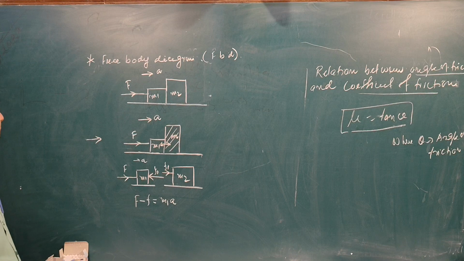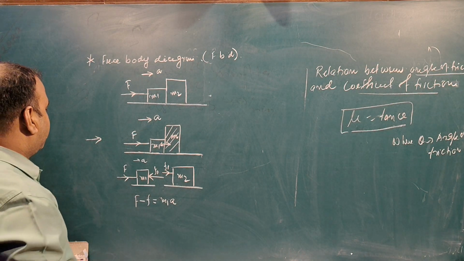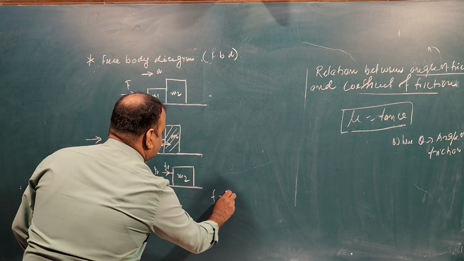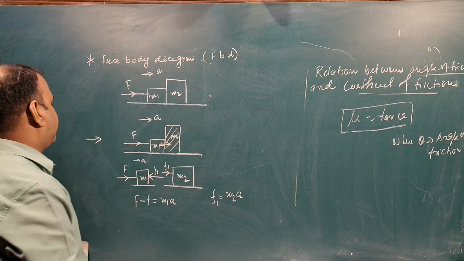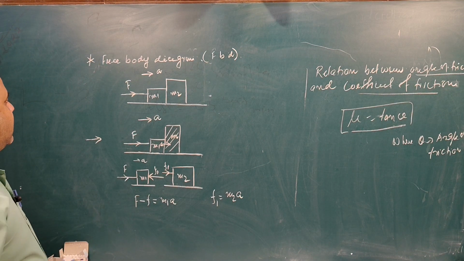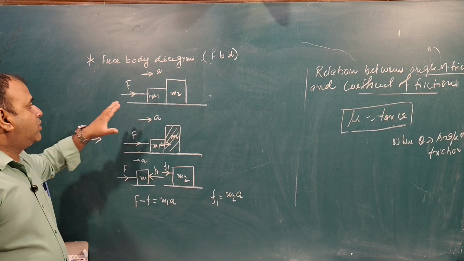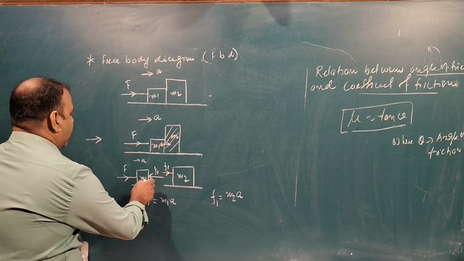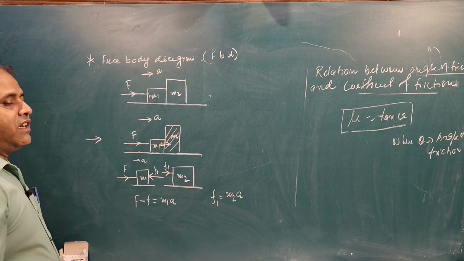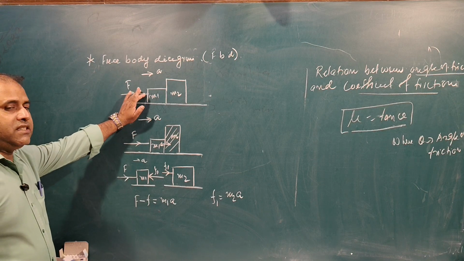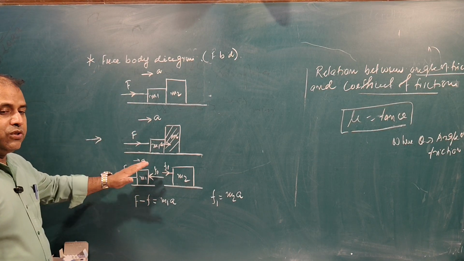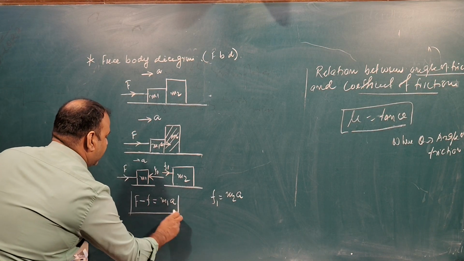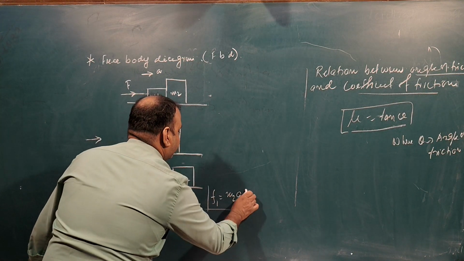This is the formula for the first body. Similarly, for the second body we can write F1 is equal to M2a. You remember, this is called the free body diagram. That means the connected diagram, we can separate it and make it free from each other. That is why this diagram is converted into a free diagram, and that is why this is called a free body diagram. And you remember this is the formula for the free body diagram.